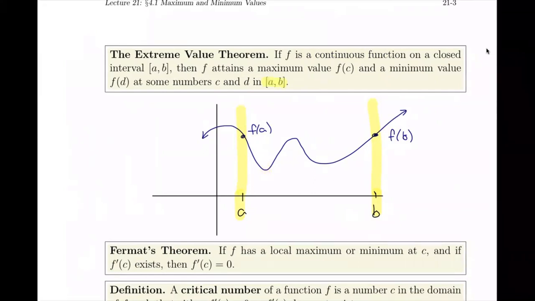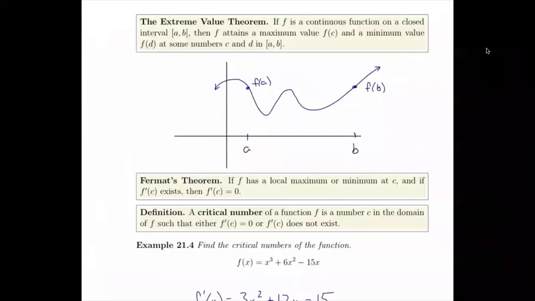But if we restrict to a closed interval, we're guaranteed that somewhere it will have a max value and somewhere it will have a min value. And if you draw a few more sketches of continuous functions on finite closed intervals like this, I think you'll convince yourself that this must be the case. That's a very useful tool.